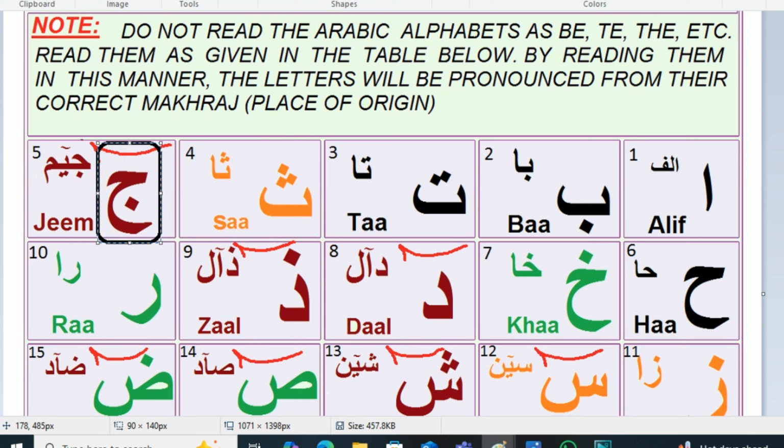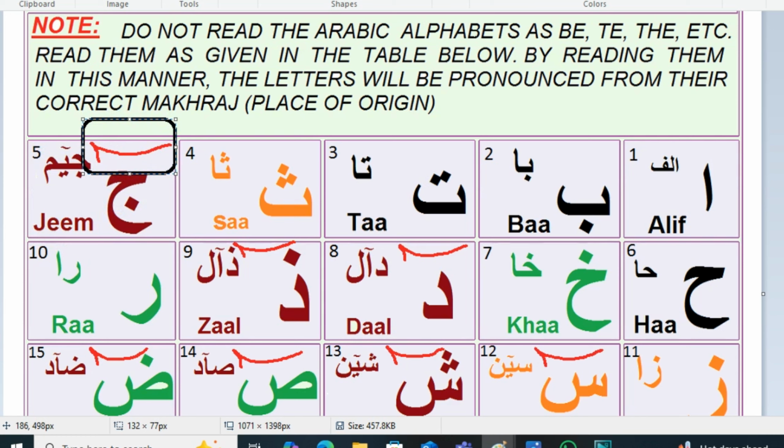What is this? The shape looks like a bird with one dot in the middle. So what will it be? It is Jeem. Jeem. And it also has a red sign which is known as the mad sign. This one is the mad sign.